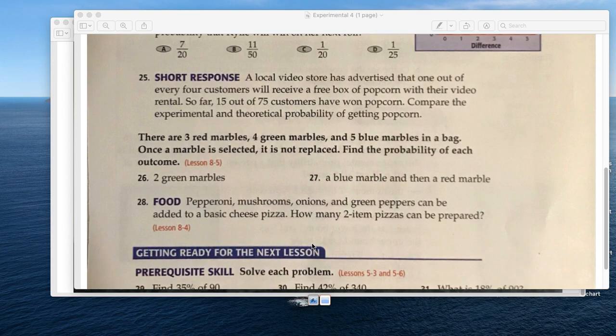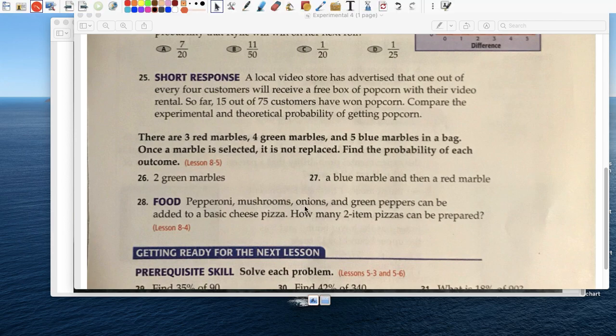There are 3 red marbles, 4 green, and 5 blue in the bag, so that gives me a total of 3 plus 4 is 7, plus 5, 12 marbles. So there's a total of 12. Once the marble is selected, it is not replaced. So once you select the marble, you leave it outside, and you go back in the bag. Find the probability of each outcome.